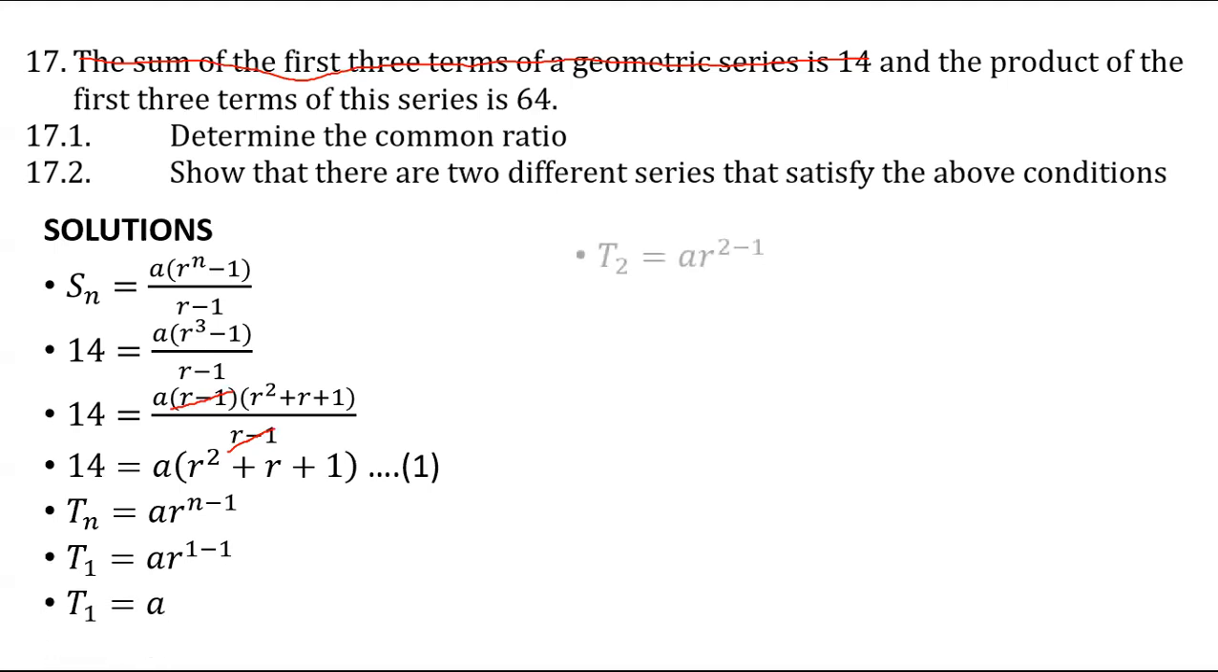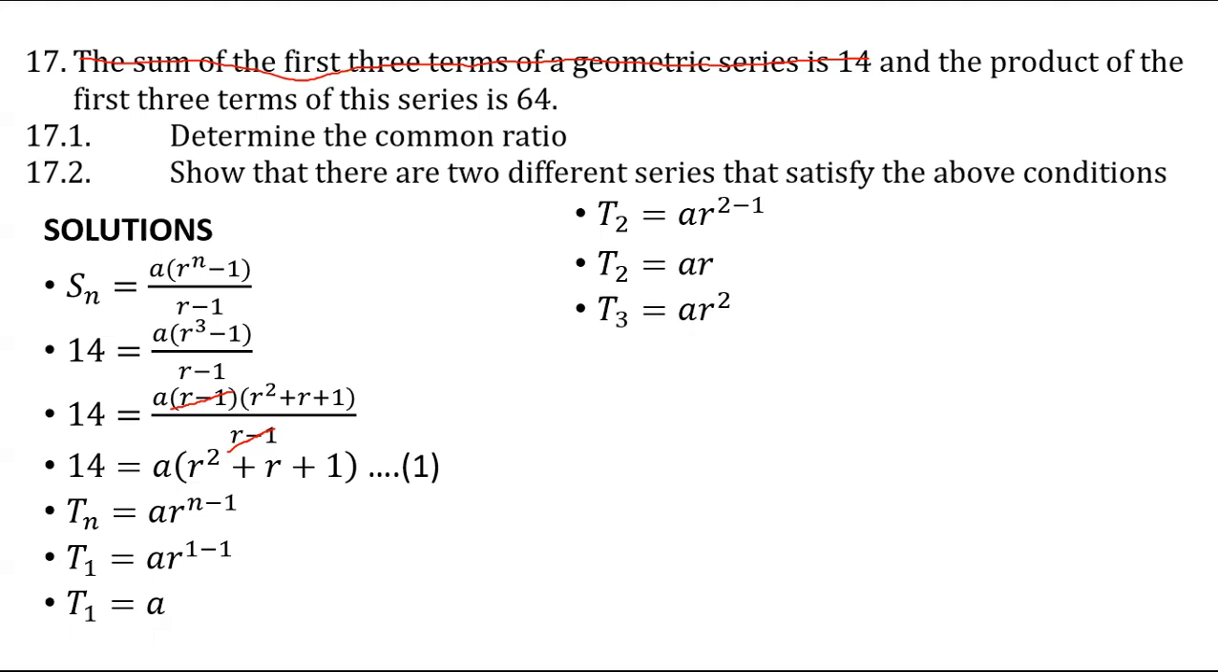That is why term 1 will just be A. What is going to be term 2? You just substitute 2 where there is n. Term 2 will be equal to A r to the exponent of 2 minus 1. 2 minus 1 will just be 1, so term 2 will be A r. Term 3 will be A r squared. These are the first three terms.